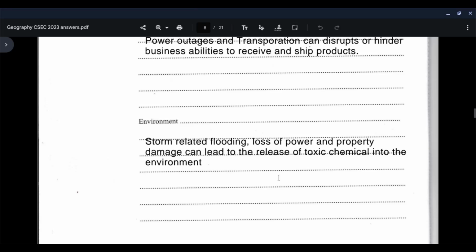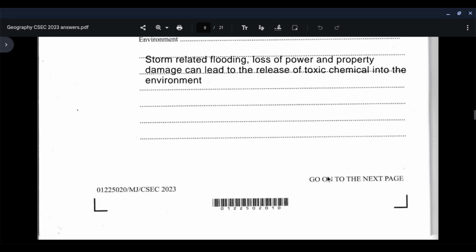Animals can either be killed by hurricanes or impacted indirectly through changes in habitat and food availability caused by high wind, storm surges, and intense rainfall. So the environment is significantly affected by hurricanes, where it not only affects the animals, but it also affects the surface of the earth, the different geological features that we have. Let's move on down to social.